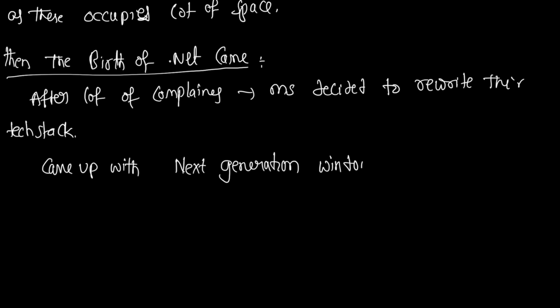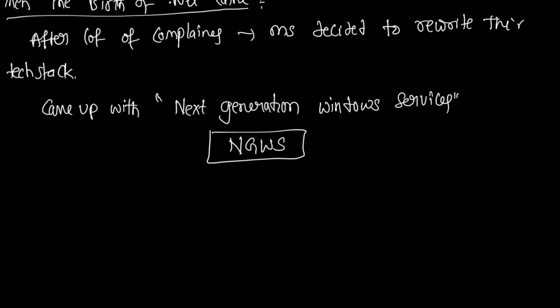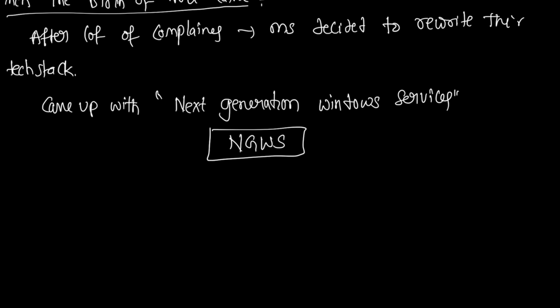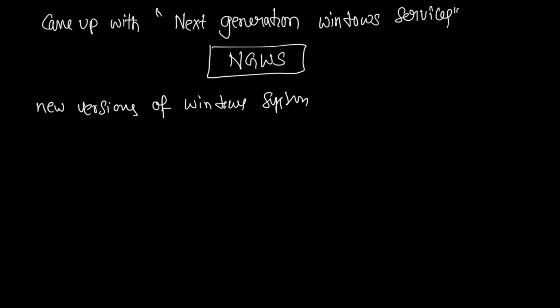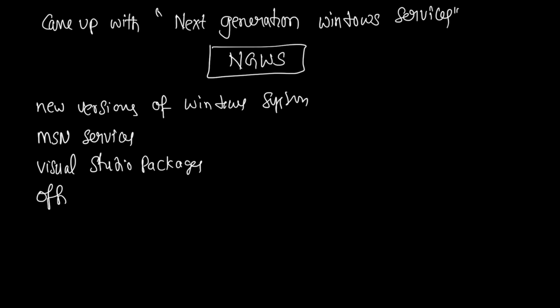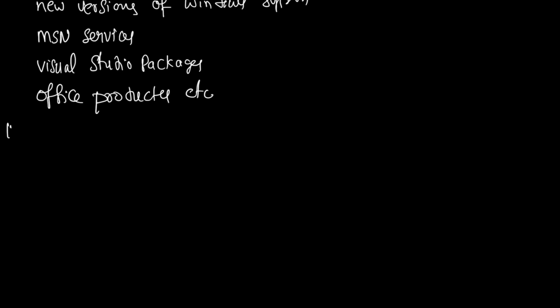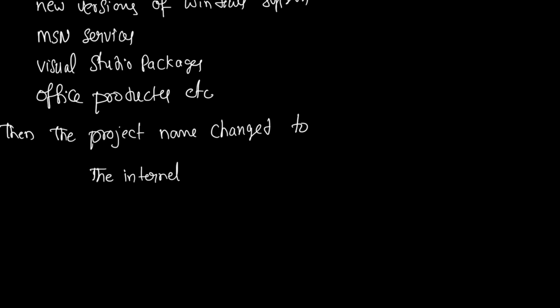The concept contained the elaboration of new versions of Windows systems, Office products, MSN services, Visual Studio packages, and a lot more. All of these were initially headed by Bill Gates, but later the project moved from Bill Gates to Steve Ballmer, who was then and now CEO of that company. At the time the project was renamed Internet of Next Generation. This is the new term they gave to this effort.